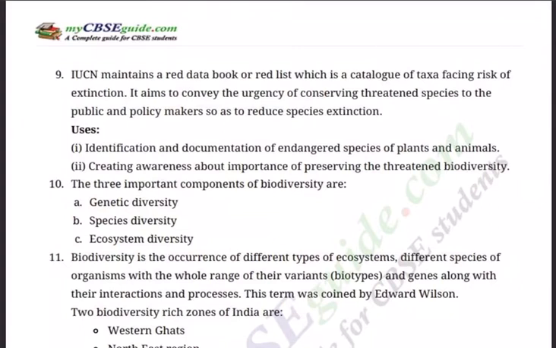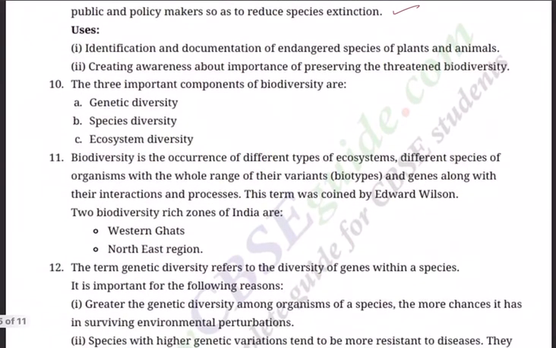And question number 9, IUCN, International Union for Conservation of Nature and Natural Resources, maintains a Red Data Book or Red List, which is a catalogue of taxa facing risk of extinction. It aims to convey the urgency of conserving threatened species to the public and policy makers so as to reduce species extinction. Uses: identification and documentation of endangered species of plants and animals, creating awareness about importance of preserving the threatened biodiversity. Next, question number 10.